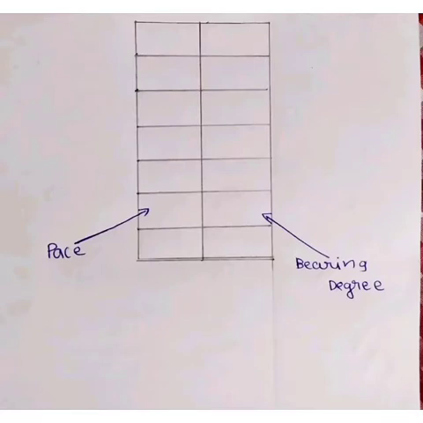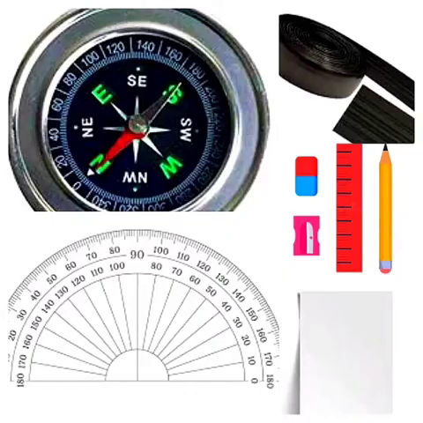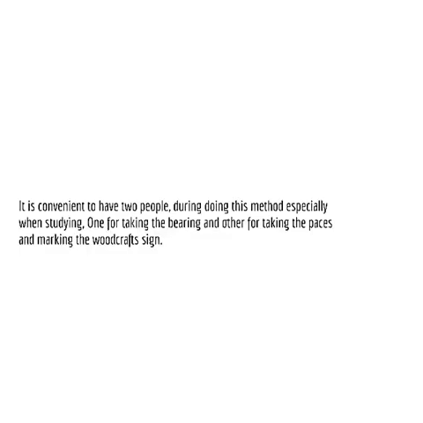Here, I am given a model of road traverse strip. The road traverse strip is a table of 2 columns. The left side is used for marking the pace, and the right column for marking bearing as the degree. The required accessories for this method are magnetic compass, protractor, pencil, scale and eraser, road traverse strip and plain sheet. It is convenient to have 2 people doing this method, one for taking the bearing and the other for taking the paces and marking the woodcraft signs.